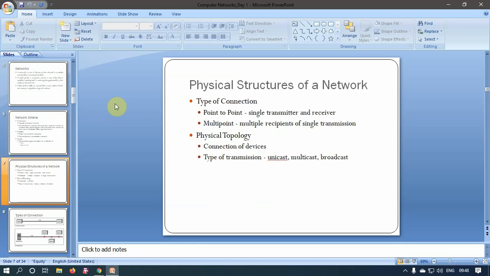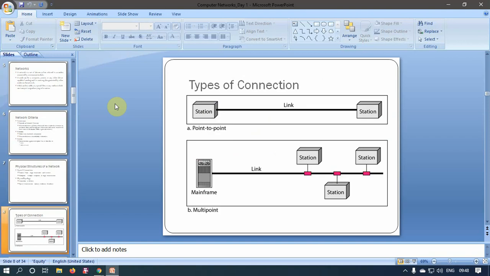Okay, so again, whenever we are talking about nodes, the nodes can be organized in certain ways, right? If I talk about the types of connection, the connections can be point to point, which means a single sender and a single receiver, and multi-point, which means a single sender and multiple recipients. We will also talk about some topologies, which we will see in the later half of the slide. First and foremost, we will understand what point to point and multi-point connections look like.